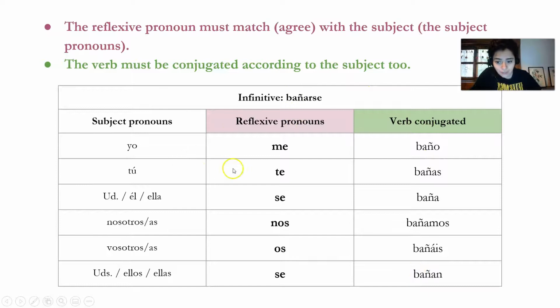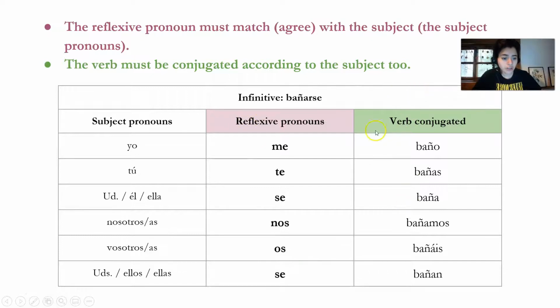So as you can see, if the subject is yo, I take a bath today, you're going to say yo me baño hoy or me baño hoy. Me must agree with the subject and the conjugated verb must agree with the subject too. So if you're saying my sister is taking a bath today, you're going to say mi hermana se, the ella form, baña hoy. So always remember, reflexive pronouns must agree with the subject.